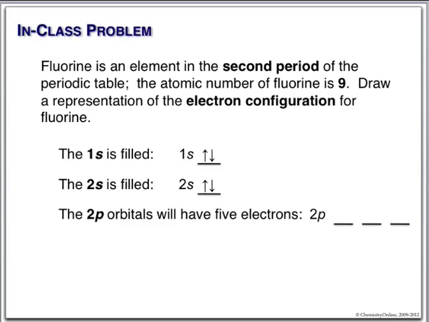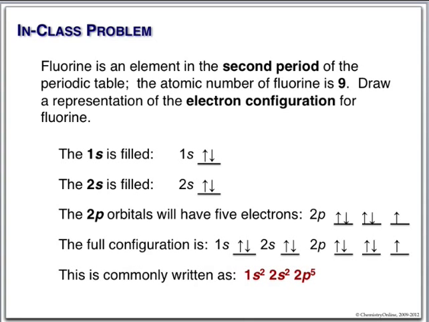Now, Hund's rule tells us that the first thing you do is put them all in, pointing up. Then you pair them with the opposite spin. Our total configuration looks like this, or 1s2, 2s2, 2p5. Any questions?